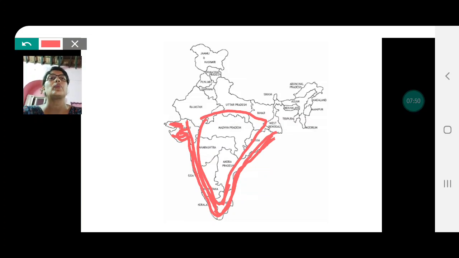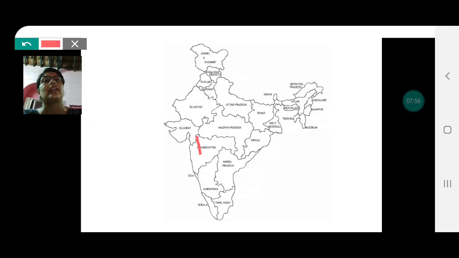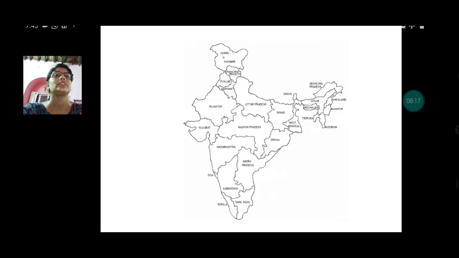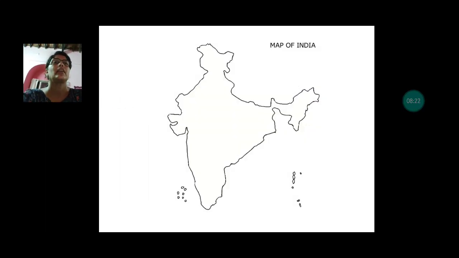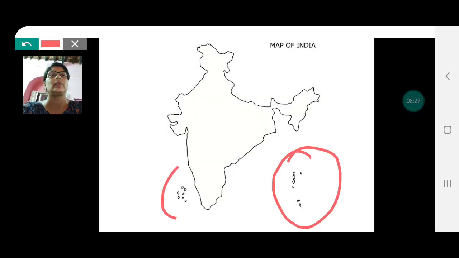The next are the Western Ghats. For that I'll have to erase this now. Western Ghats run parallel to the Arabian Sea, and Eastern Ghats are broken ranges running parallel to the Bay of Bengal. Broken ranges you can show there. The next is Andaman and Nicobar Islands. We have already seen that in the previous map. So this is our Andaman and Nicobar Islands and Lakshadweep Islands.